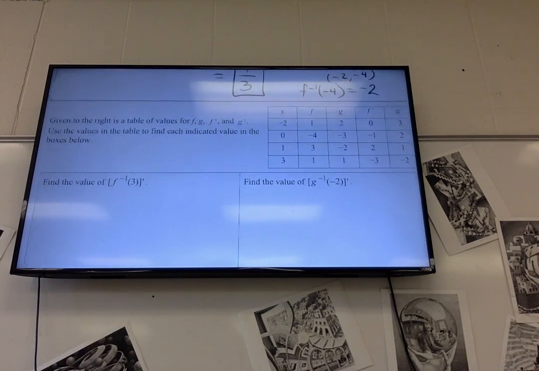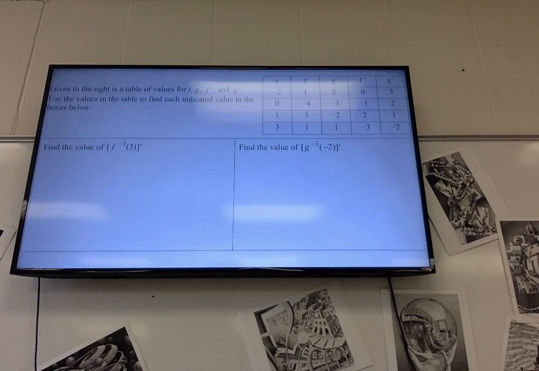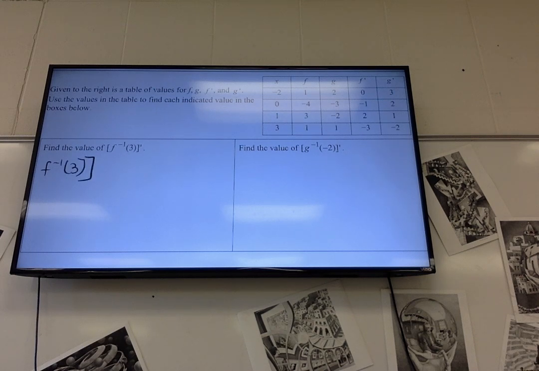It's okay. Table. Okay, so we have a table. Okay, so we're going to start by finding the derivative of f inverse of 3. So, f inverse of 3, the derivative, is 1 over f prime.